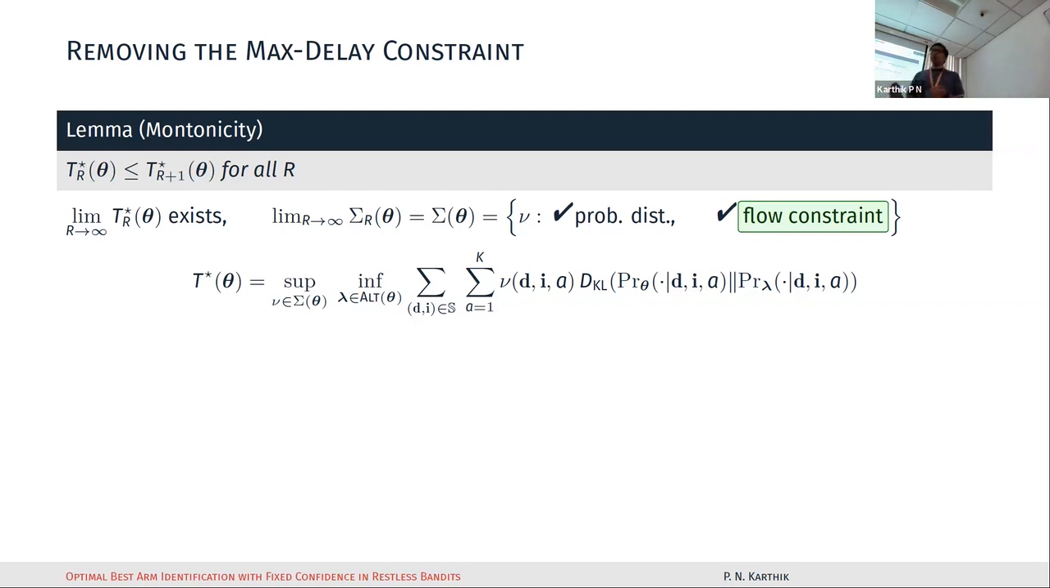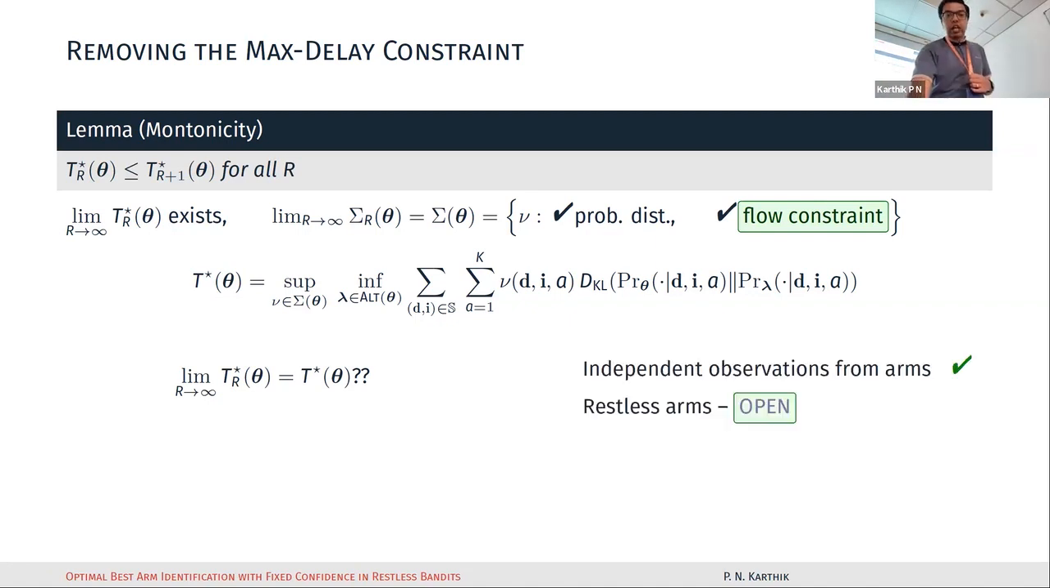So the thing is, does that limit equal T star? That is the question. As we let R go to infinity, does the finite system match in performance? Does the performance of the finite system converge to the performance of the infinite state system? So this is still an open problem.